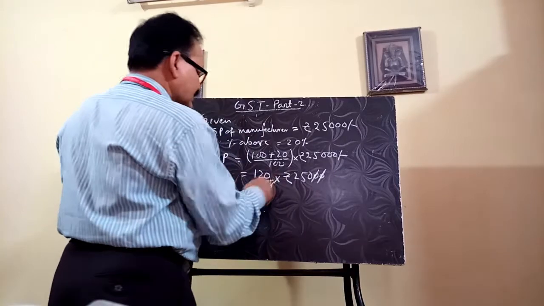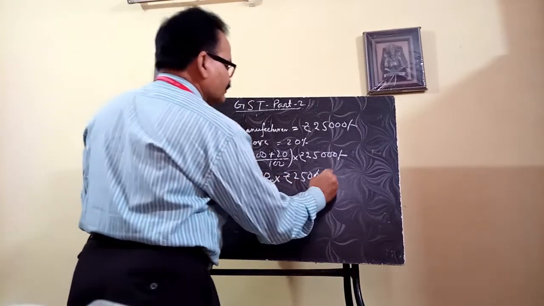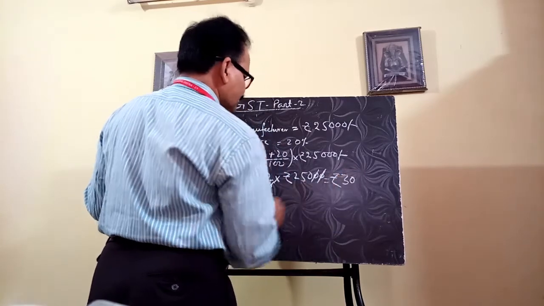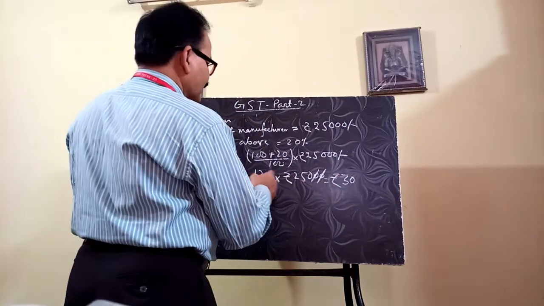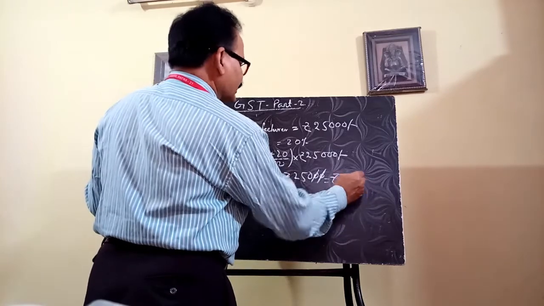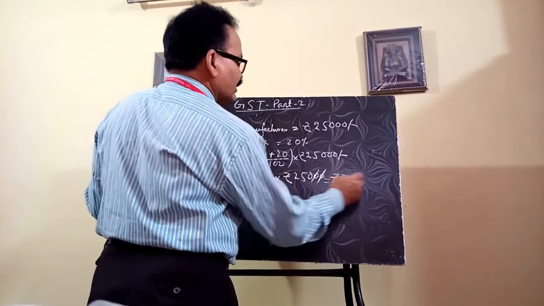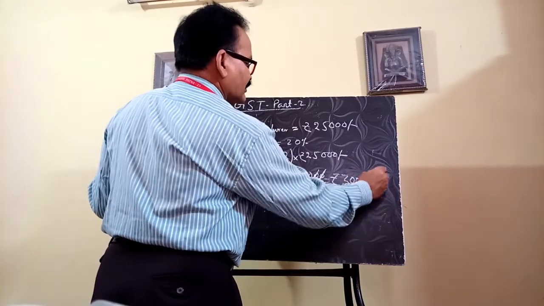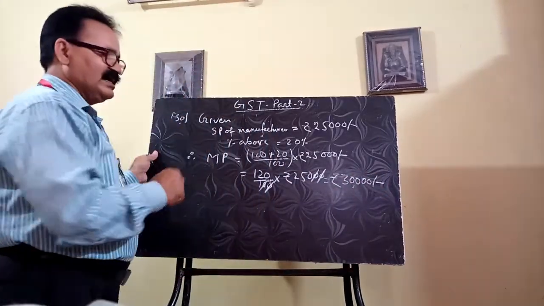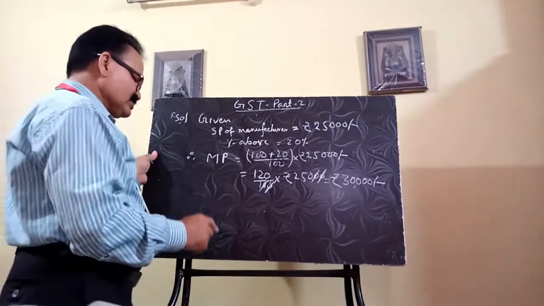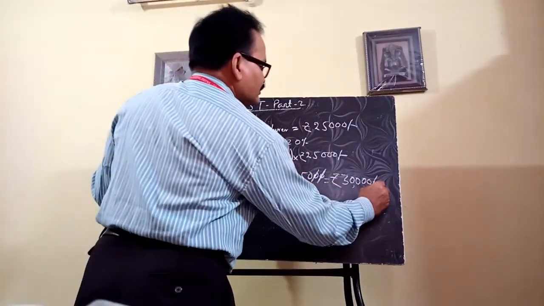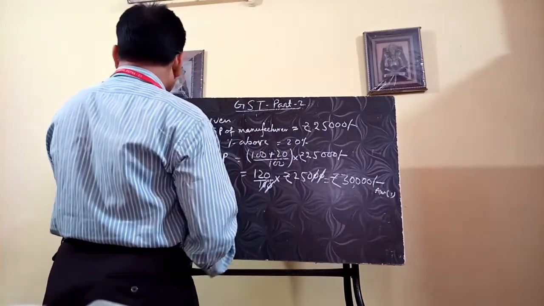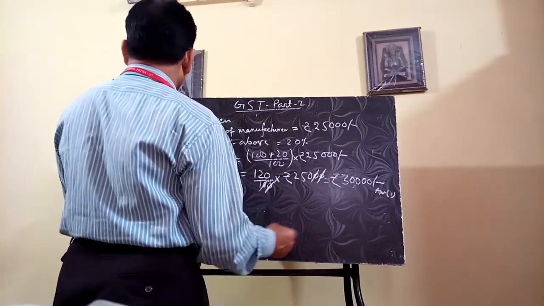So 0 cancels with 0, and 25 times 12 is 300, so this is rupees 30,000. 30,000 is the MP. Okay, so this is our answer 1, because our question is to find out the MP.